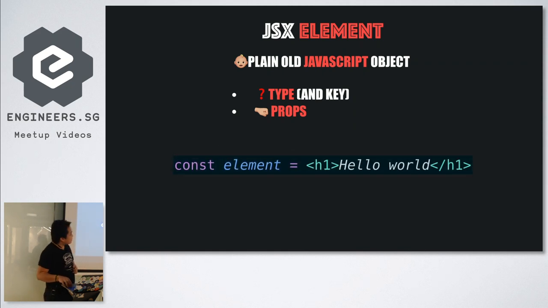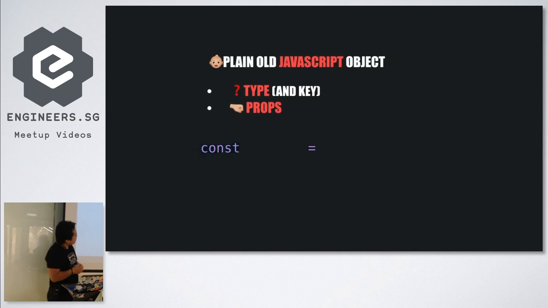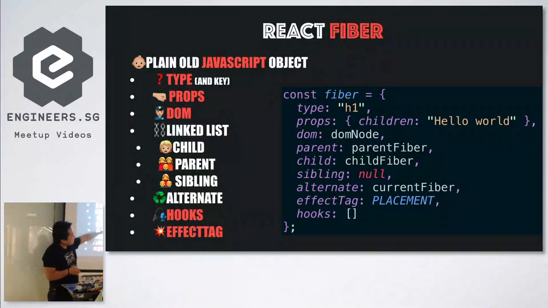Okay, so that's a JSX element. How do we flesh that out into a fiber? It really is a JSX element plus a whole bunch of stuff, right? Stuff in red are unique properties like a link to a virtual DOM element, hooks and effects for the kind of work that you want to do. We won't talk about this today, but you can ask me about it afterwards.